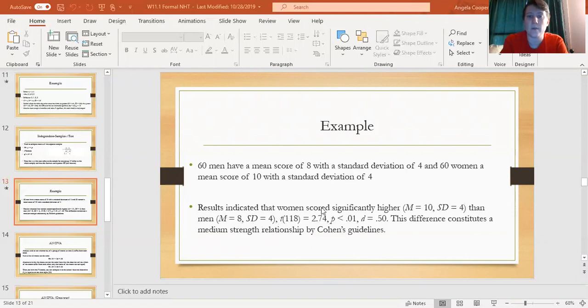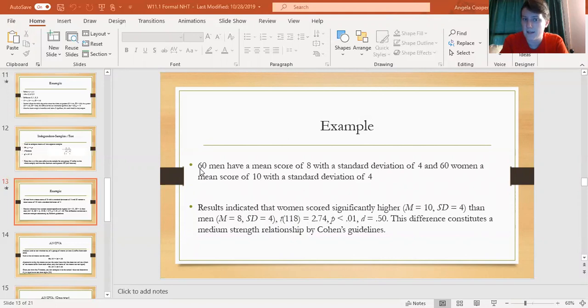Results indicate that women scored significantly higher. They have a mean of 10 and a standard deviation of 4, then men, mean of 8, standard deviation of 4. And here's your test statistics, or your t-test results. So t, degrees of freedom of 118.